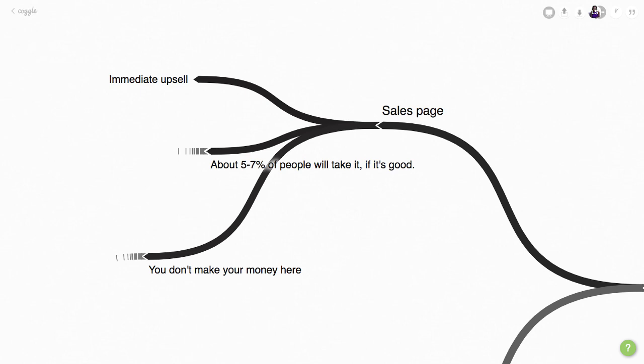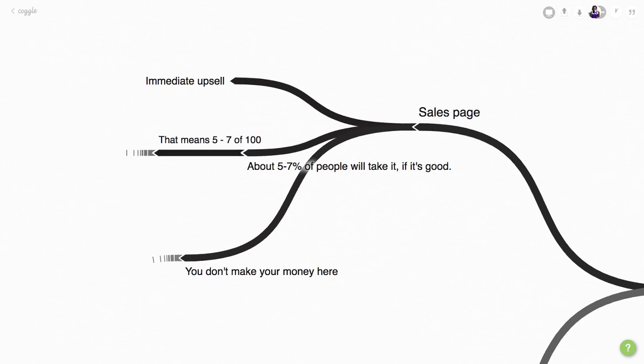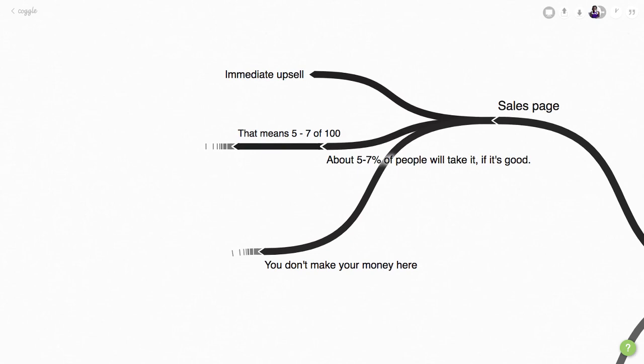For your sales page, you're going to get about 5 to 7% of people to take that immediate upsell. And that's if it's good. So we can crunch the numbers on this. I don't think I did the numbers on here. Okay, actually I did. Okay, perfect. I thought I was going to do these numbers in my head.